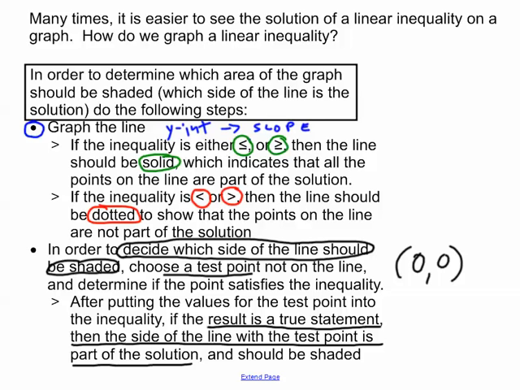Graph the line, then decide which side of the line should be shaded. Green means we're going to have a solid line because it includes an equal sign. Red means because there's no equal sign in our inequalities, we've got a dotted line. And then decide which side of the line should be shaded. We use 0, 0 as a test point, to make it easy.